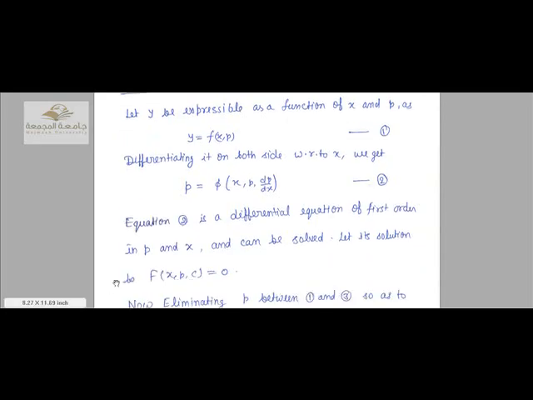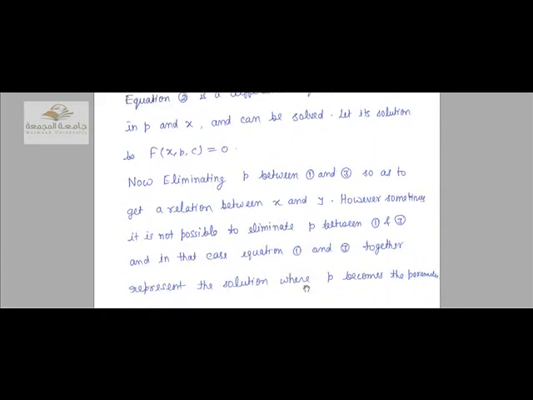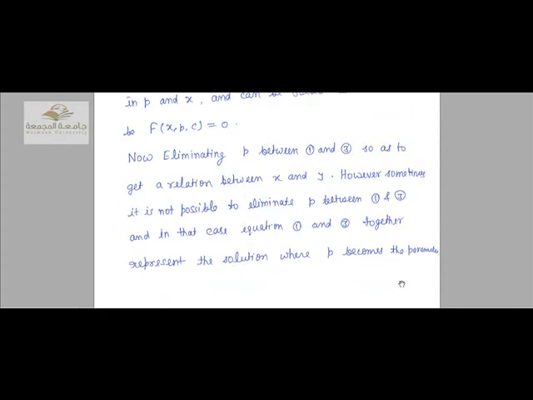Let its solution be f(x, p, c) = 0, equation 3. Now eliminating p between 1 and 3, so as to get a relation between x and y. However, sometimes it is not possible to eliminate p between 1 and 3, and in that case equations 1 and 3 together represent the solution where p becomes the parameter.